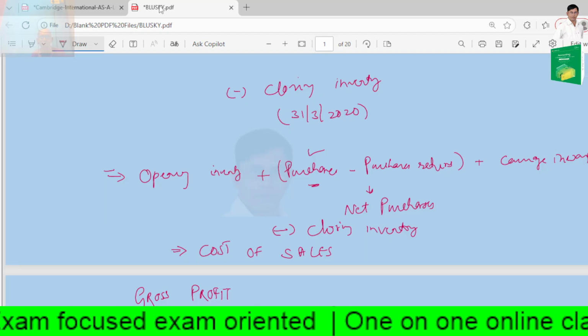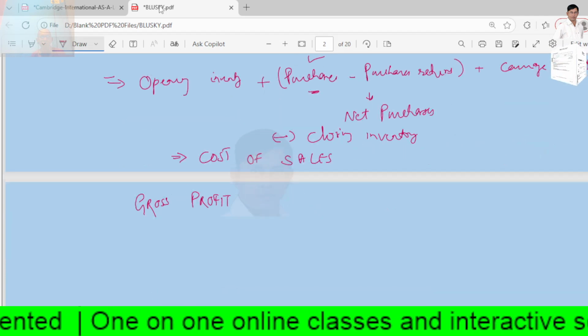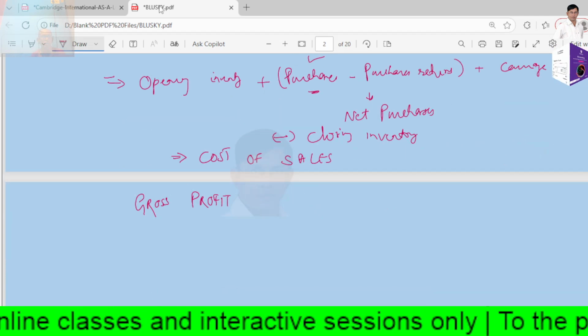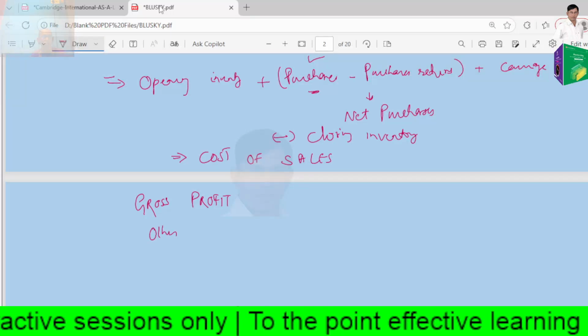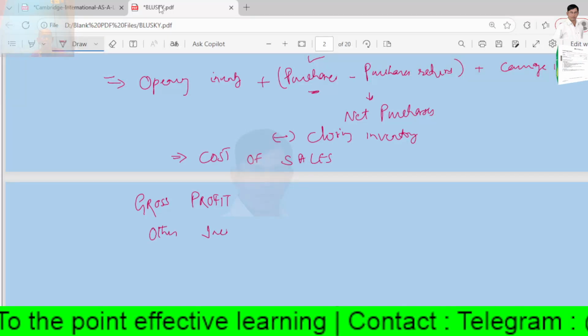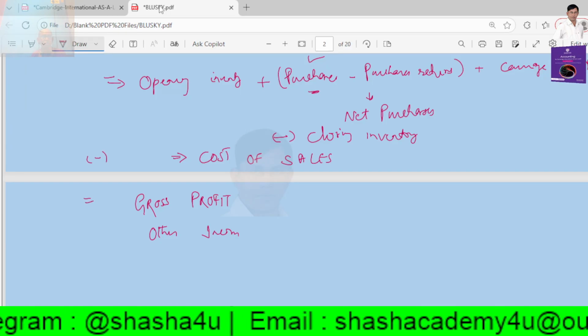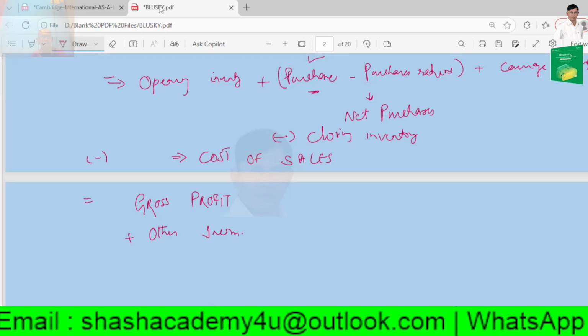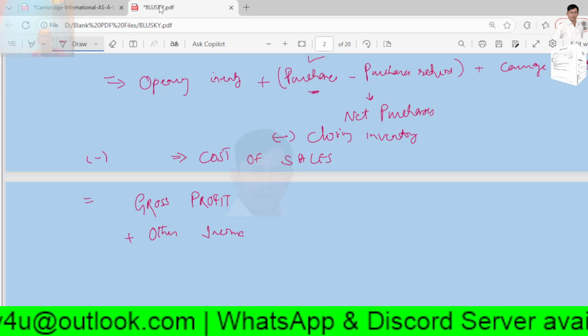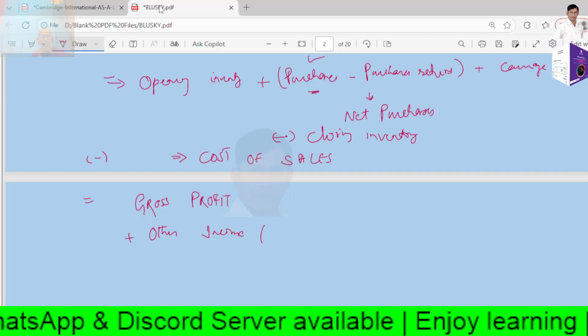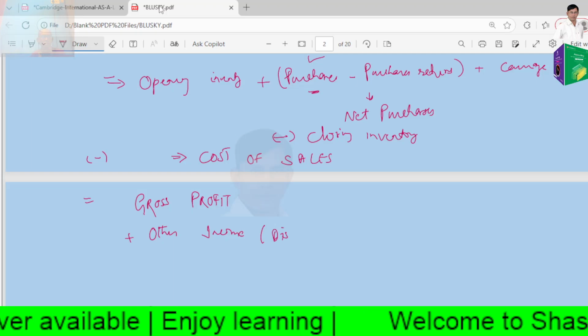So to this we need to add other income. So this minus this will give gross profit. To that we need to add other income. So what is other income? Other income is nothing but discount received.